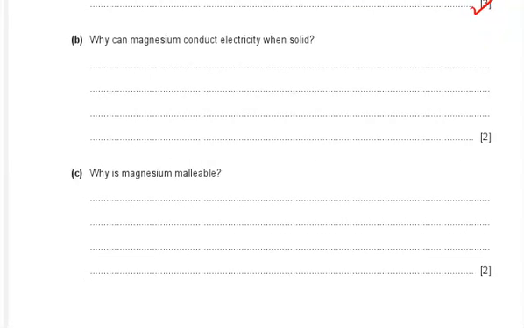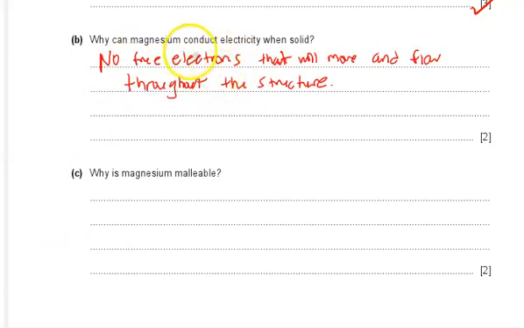Okay, why can't magnesium conduct electricity when it is solid? Because your answer is very simple: you have no moving ions or electrons. Okay, so you can write it down here, and this is my suggested answer. When it is solid, you don't have free electrons that will move and flow throughout the structure.